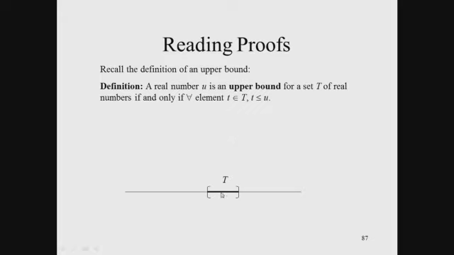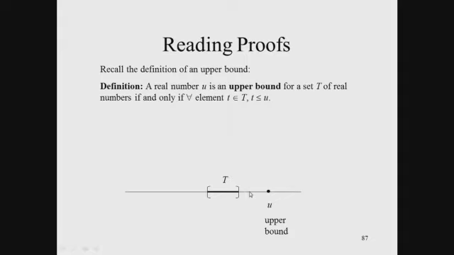So again, here's the picture. Here's the real line. Here's a set T. Here is an upper bound. Now you'll notice that there are many upper bounds, right? Here's an upper bound. Here's an upper bound. Here's an upper bound. There are many upper bounds for the set T.